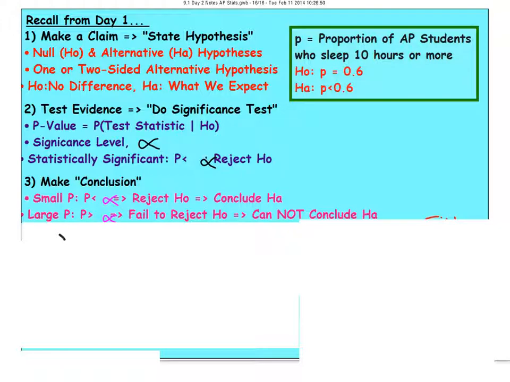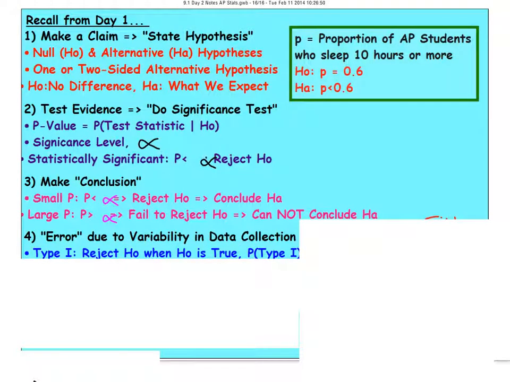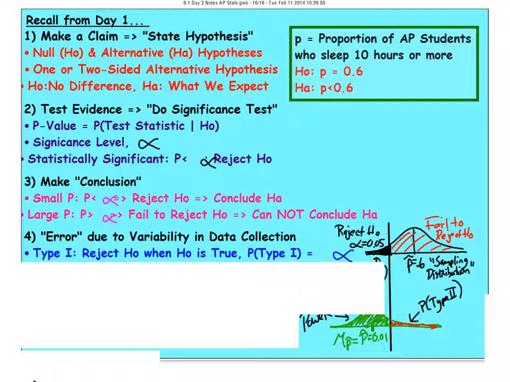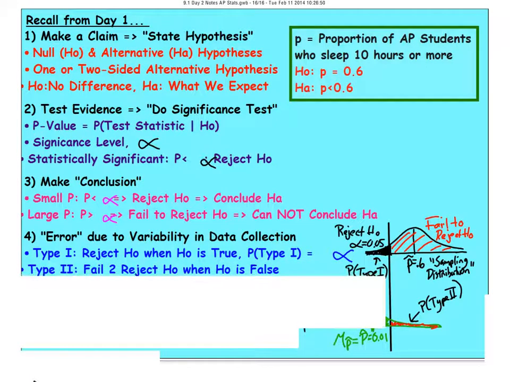Okay, now some things you have to be cautious of. There is always going to be error due to variability in the data collection. There are two types of error. Type 1 error is when you reject H sub O when H sub O was true. Now, type 1 error actually equals the alpha level that you chose. The other type of error, type 2, is when you fail to reject H sub O when H sub O was false. Now the last part is bringing in power of the test.